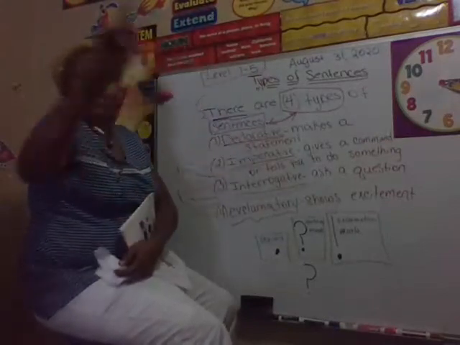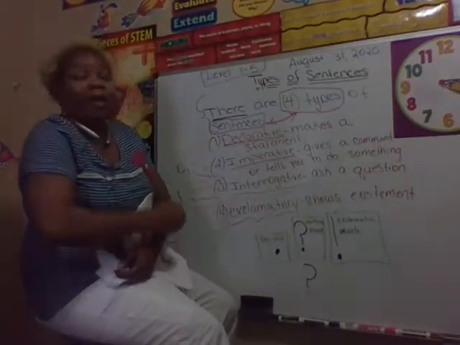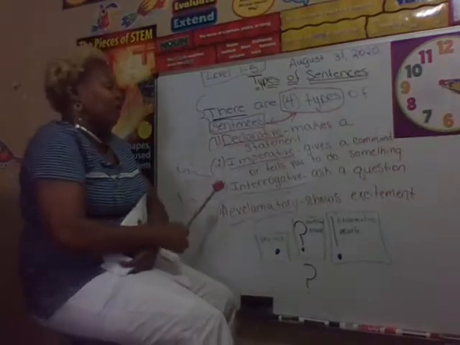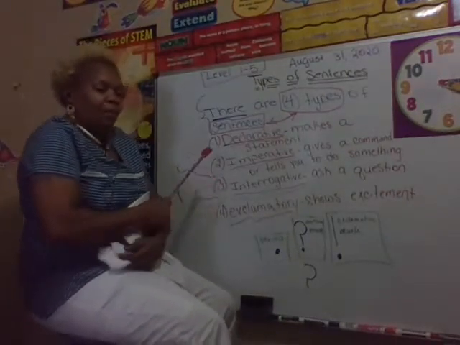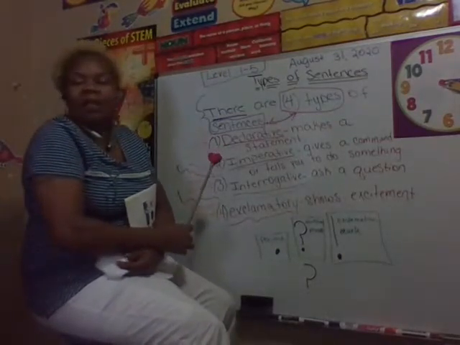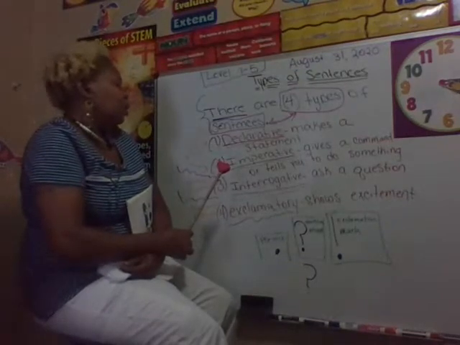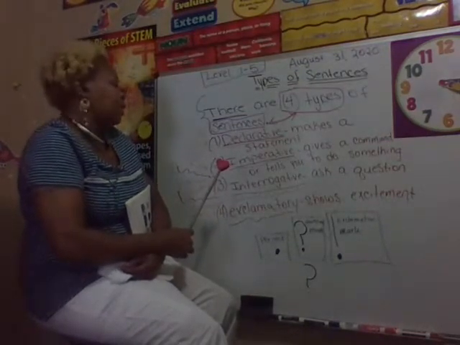Ready? One more time. This time we're going to go even faster. Let's pay attention. We're sitting up. How many types of sentences are there? There are 4 types of sentences. Let's name the types of sentences.